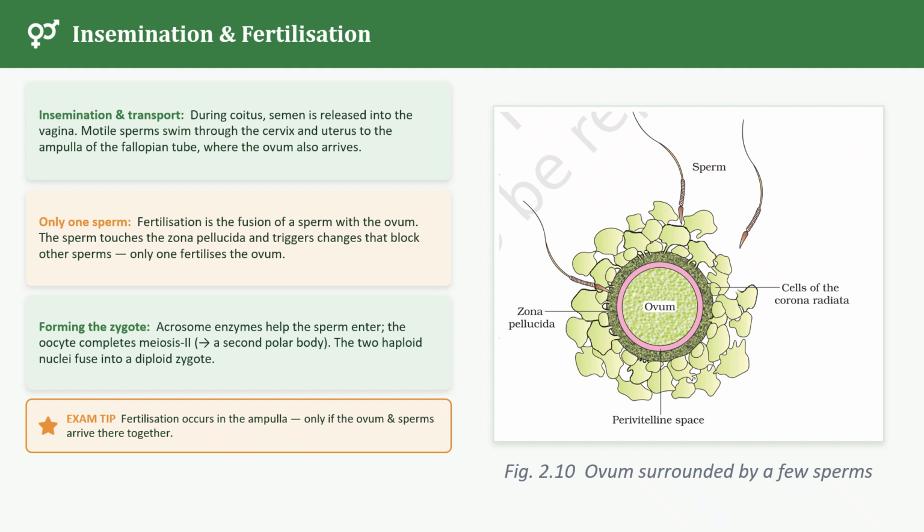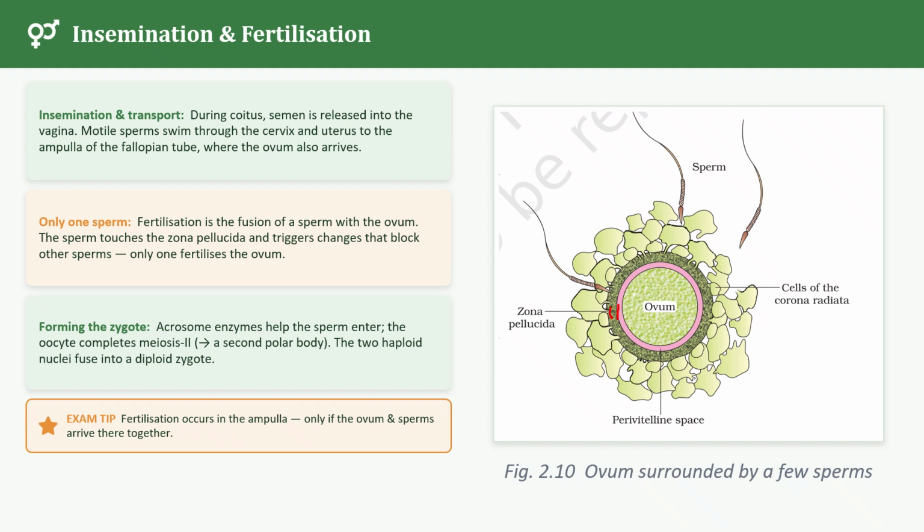What is fertilization? Fertilization is the fusion of a sperm and an ovum to form a diploid zygote. So the sperm first binds to the zona pellucida. Can you see this here in the diagram? I'll show you. So this is the zona pellucida. The sperm first binds to the zona pellucida, the protective covering of the ovum. This triggers the cortical reaction, which prevents the entry of any additional sperms, ensuring monospermy. Monospermy is nothing but entry of only one sperm.